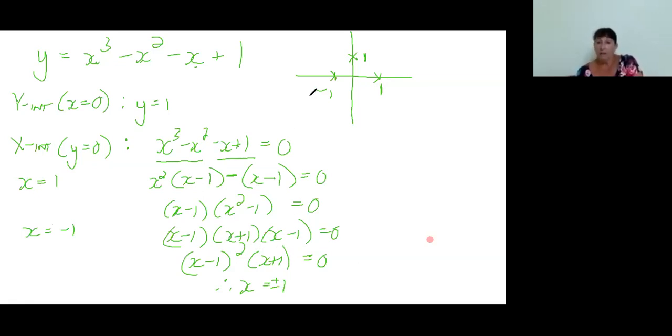All right, so I've marked them off. Now what remains to do is to find my stationary points. Right, so the stationary points are where the derivative equals 0.